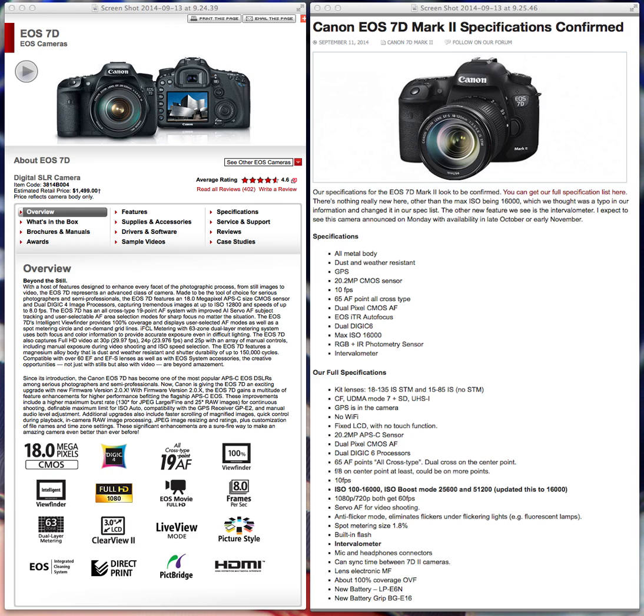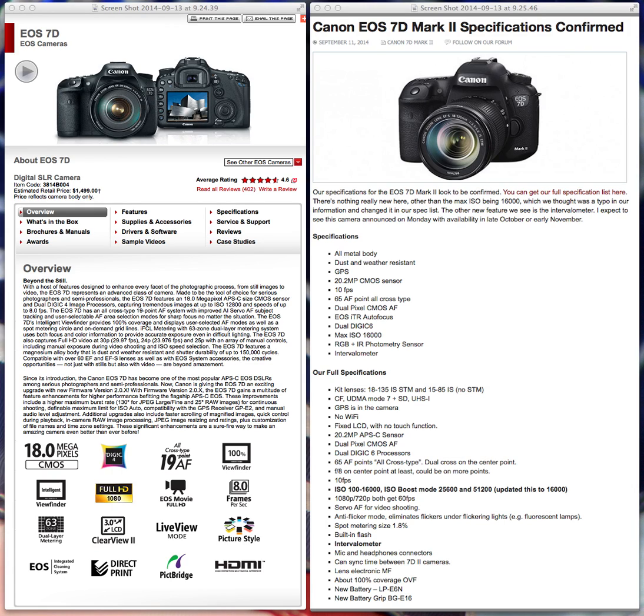And in this video, I'm going to talk about the differences between the Canon EOS 7D and the 7D Mark II. Now, if you look on the left, we have the specification information about the 7D from Canon. And then on the right side, we have the 7D Mark II specifications that are not from Canon, but they're most likely legitimate. So based on everything we know, this is more than likely what is going to be the final specs for the camera.